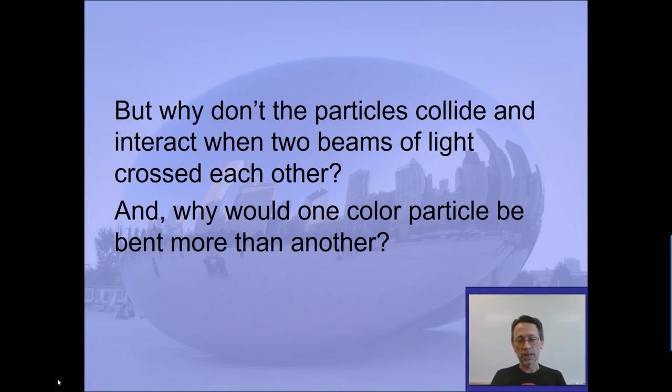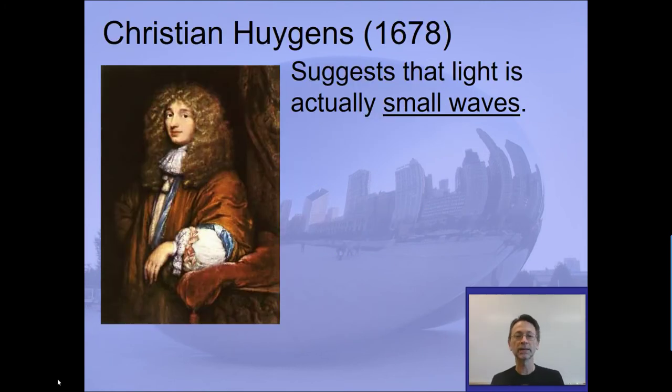So the next question then is, why would one color of particle be bent more than the other? So why does the red light get bent? Why does the blue light get bent? And why don't they get bent the same if these are different particles? Another guy comes along. He lives about the same time as Sir Isaac Newton. His name was Christian Huygens. And he suggests that light is actually made of small waves instead of particles, because then it matches that sort of interference. It matches sort of the problem with the red and the blue light bending.